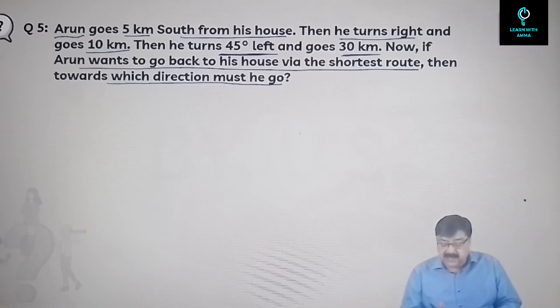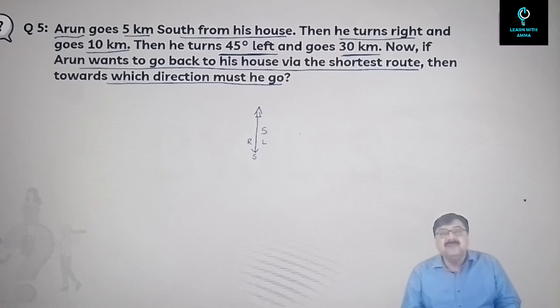So you will have to draw a diagram here. Let us say this is Arun's house. He goes 5 kilometers towards the south from his house. Then he turns right. Now this is left and this is right when a person is moving towards south.